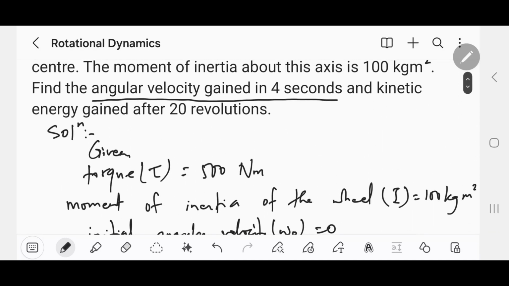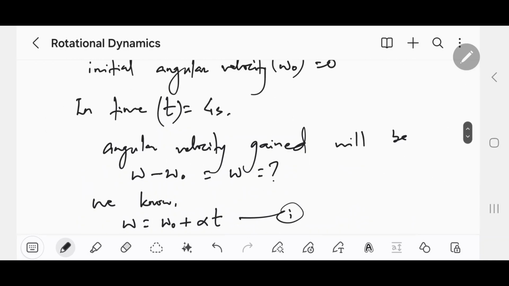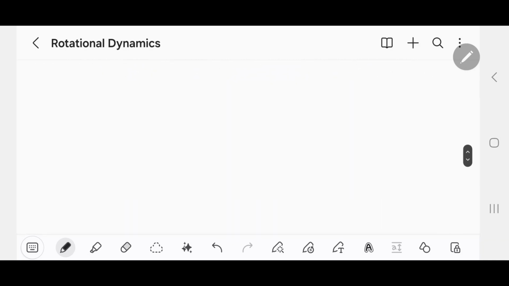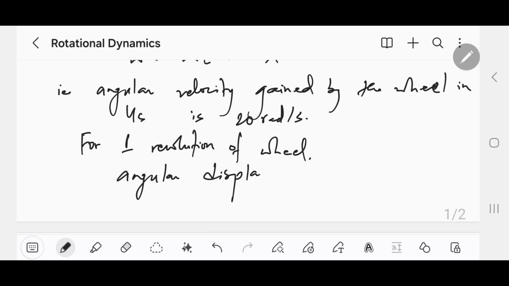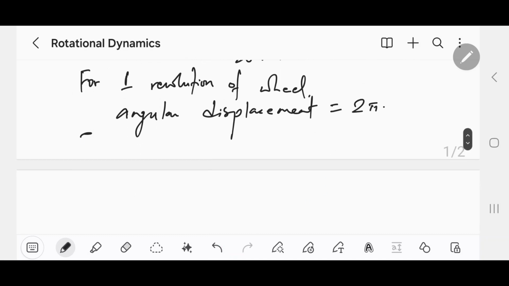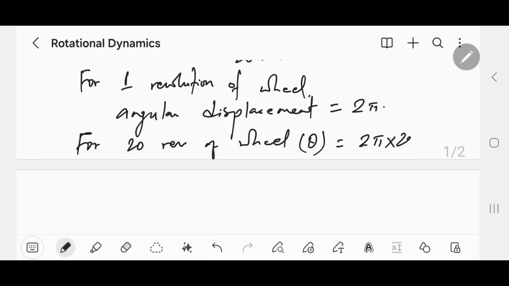Now we also have to find out kinetic energy gained after 20 revolutions, right? Whenever there is revolutions, it means we need to talk about angular displacement as well. For one revolution of the wheel, angular displacement theta is 2 pi. For 20 revolutions of the wheel, angular displacement theta will be 2 pi into 20 radian, right?